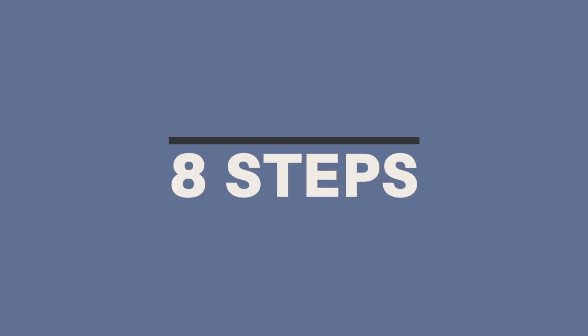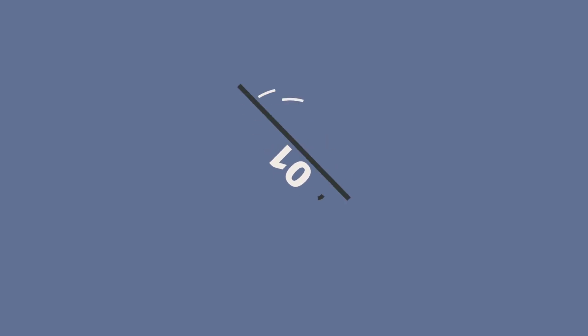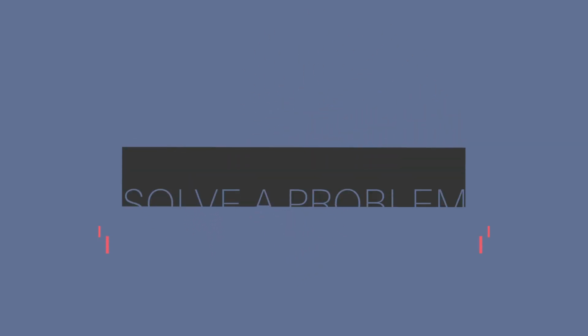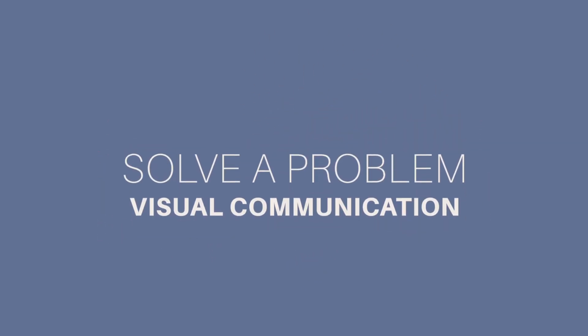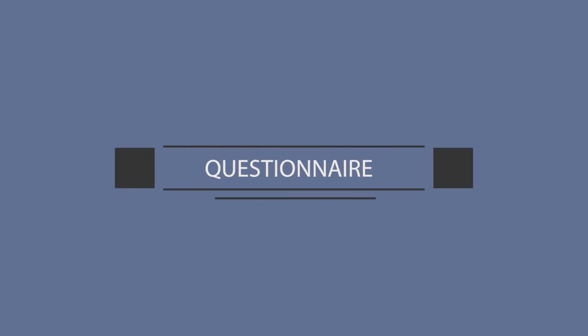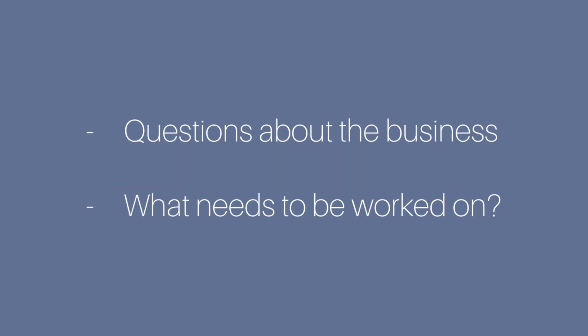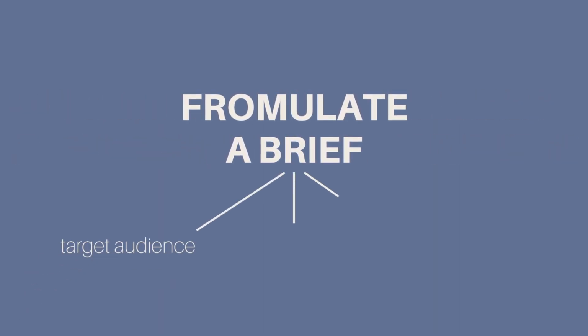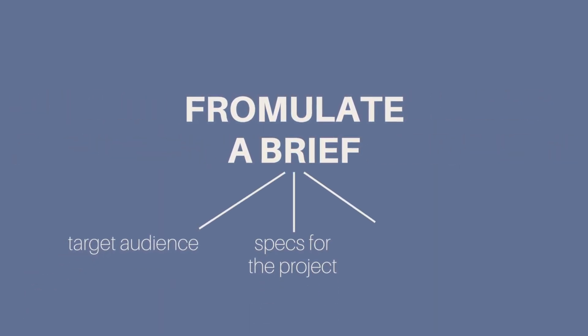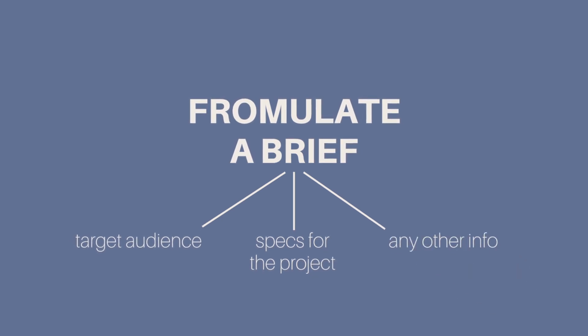When you get a message from a potential client, what do you do first? What is the first thing that you do in your workflow? And remember that your job as a designer is to solve a problem for a client with visual communication. I like to send a client a questionnaire asking them things about their business and what needs to be worked on. And from there, I then formulate a brief based around the target audience, specifications for the project, as well as a whole host of other information.